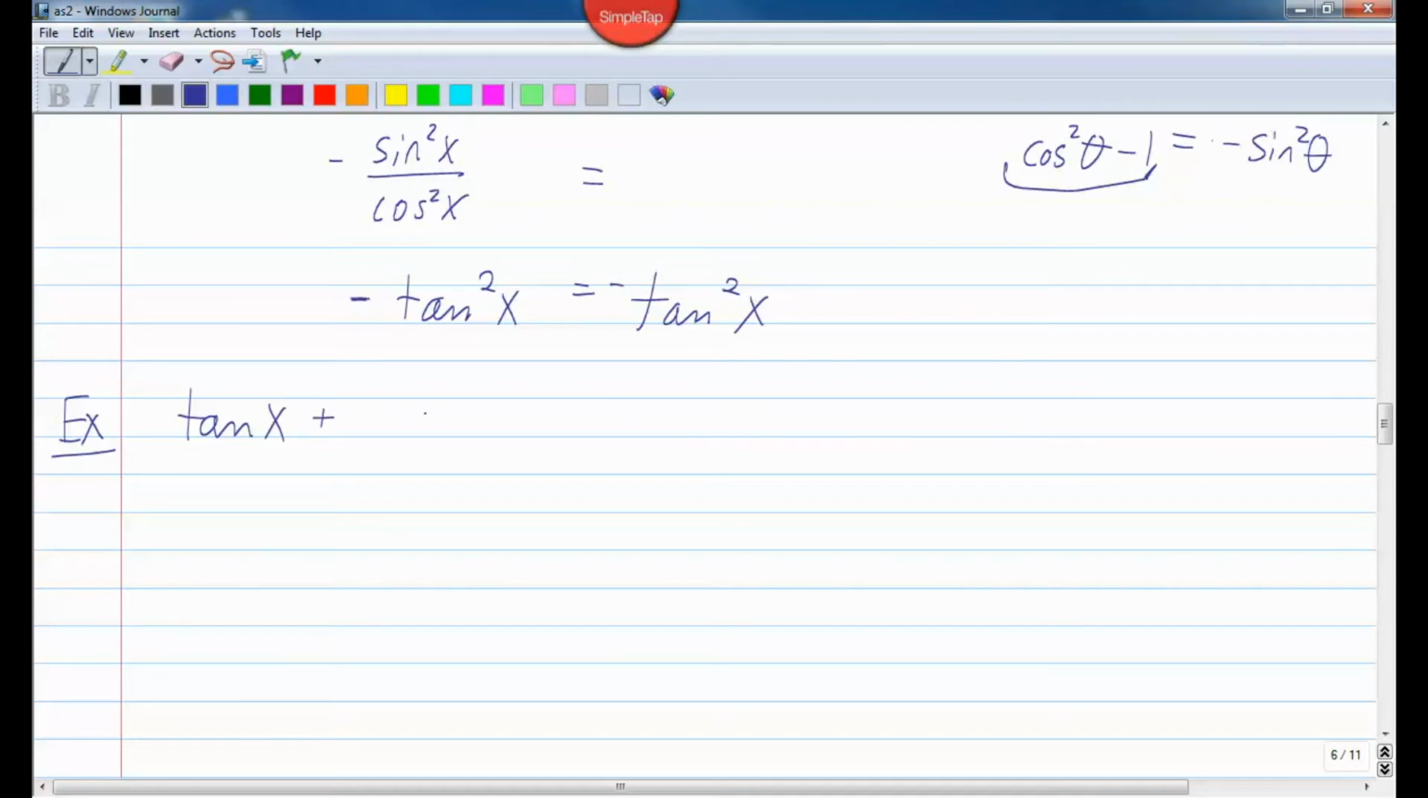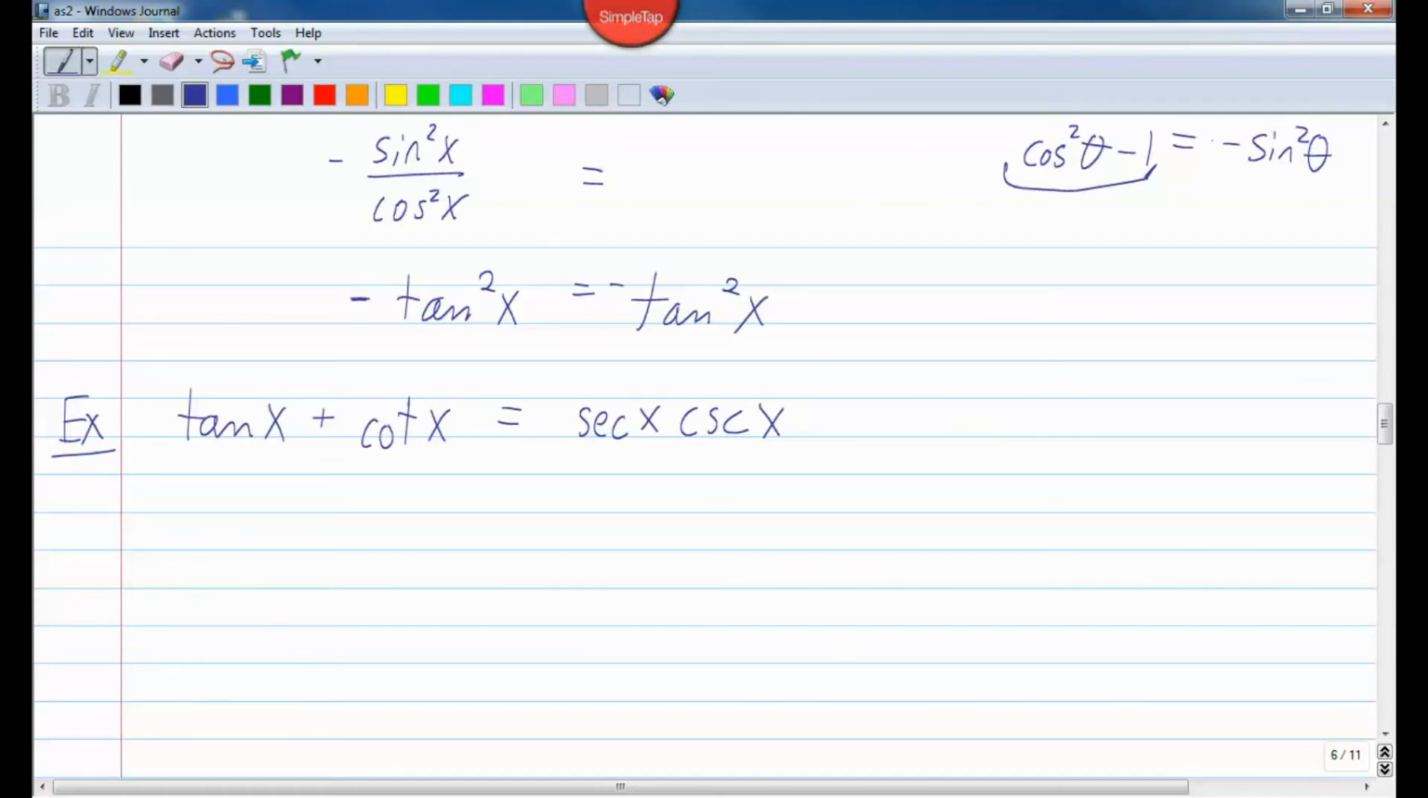Tangent x plus cotangent x equals secant x times cosecant x. Now I don't see any squares anywhere. None of these have squares, so don't even think about the Pythagorean identities to begin with. I see 4 different trig functions, and one side has a little bit more going on than the other. If you chose the right side, the only thing you could really do is move those both to the denominator, and that wouldn't help you. So let's choose the left side.